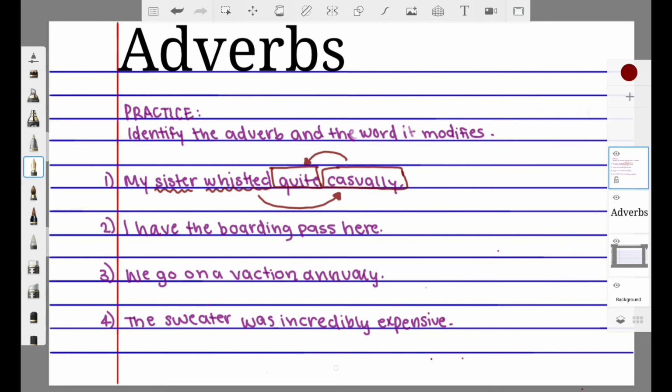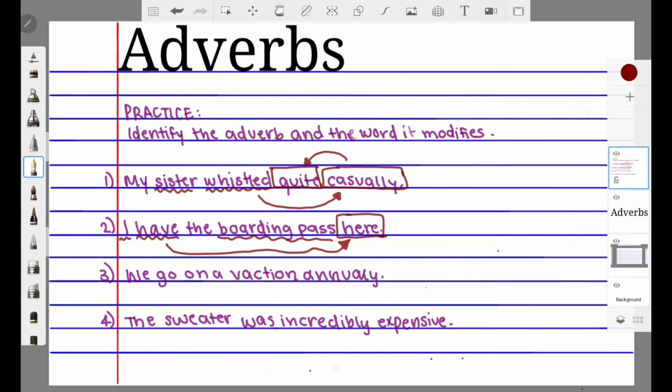Alright, for number 2, we have "I have the boarding pass here." Have is your verb, I is your noun, the boarding pass is another noun, and here is an adverb because it is telling where you have your boarding pass.